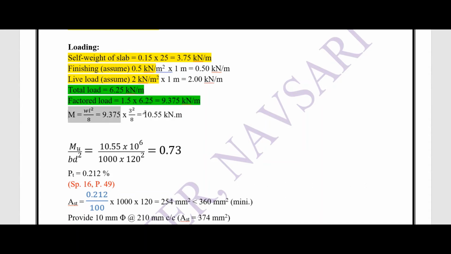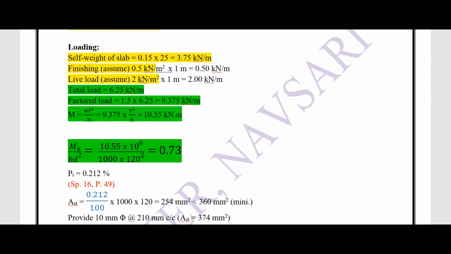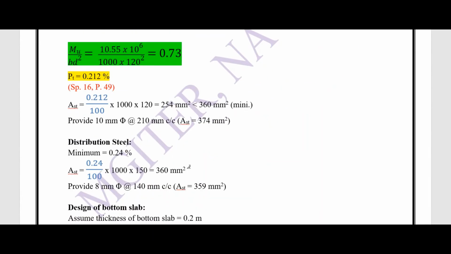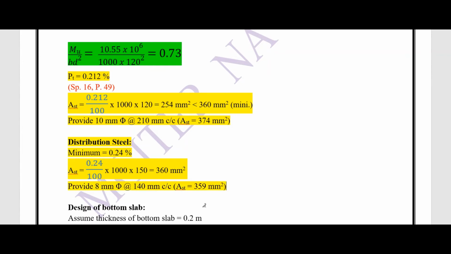We calculate the factored load, then the moment, M is equal to WL square by 8, so 10.5, and MU by bd square is 0.73. By SP 16 we find PT is 0.212 percent. So AST is 360 mm square, which is the minimum. So provide 10 mm dia at 210 mm center to center, and distribution steel is minimum 0.24 percent. So here our design is completed for the slab. Now we are going to design the bottom slab.